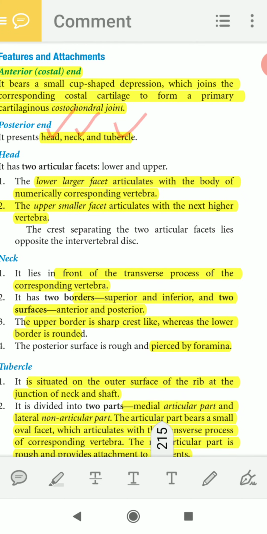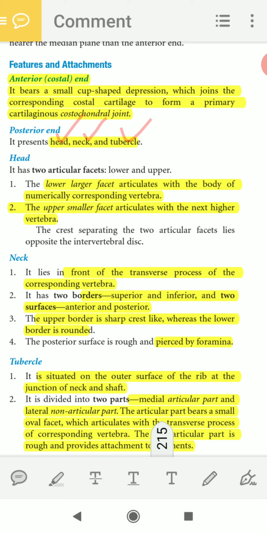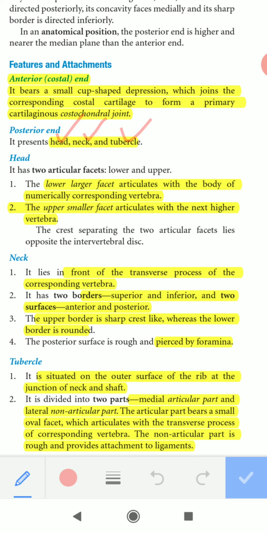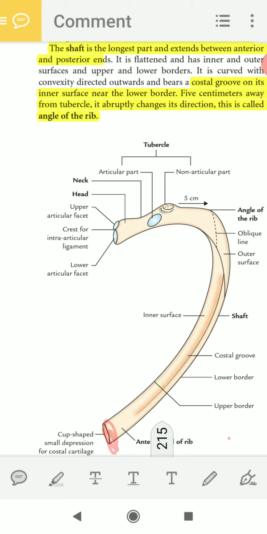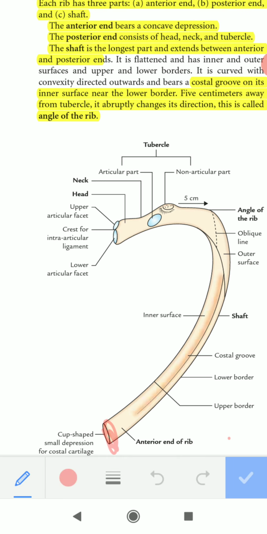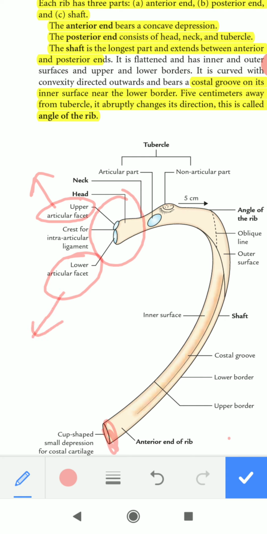The head possesses two articular facets. One is the upper smaller facet and the other is the lower larger facet. The upper smaller facet articulates with the next higher vertebra, but the lower larger facet articulates with the body of the corresponding vertebra. Look at that. This is the head and it has two facets, upper facet and lower facet. The upper facet articulates with the higher vertebra, but the lower facet articulates with the corresponding vertebra.